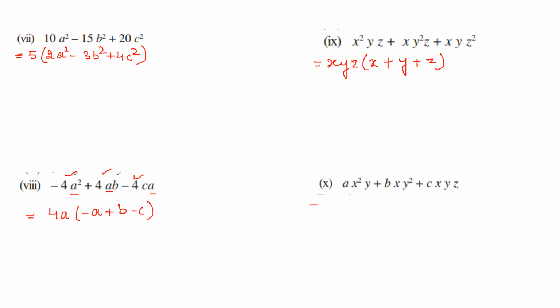And this is the last question. If you can see here, the variables x and y are present in all the terms. x and y is here also, here also, here also. So take the lowest power of x and y common. So lowest power of x is 1, lowest power of y is also 1. So from the first term, if I take xy common, I will be left with ax. From the second term, it will be by, and from the third term, it will be cz. So this is your question number 2.